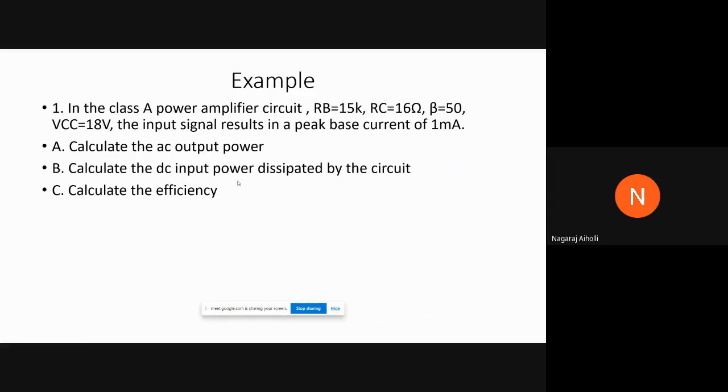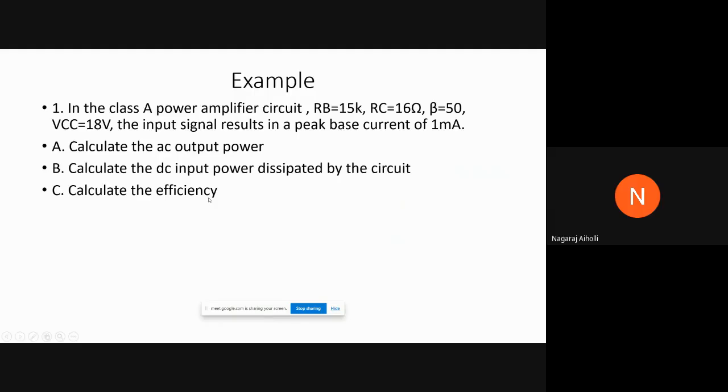I'll repeat the problem. In the class A power amplifier circuit, RB equal to 15K, RC equal to 16 ohm, beta equal to 50, VCC equal to 18 volt. The input signal results in a peak base current of 1 milliampere. Then calculate the AC output power, calculate the DC input power dissipated by the circuit, and calculate the efficiency of the circuit. So what have they mentioned? They have mentioned that it is a class A power amplifier circuit, or class A series fed power amplifier circuit.